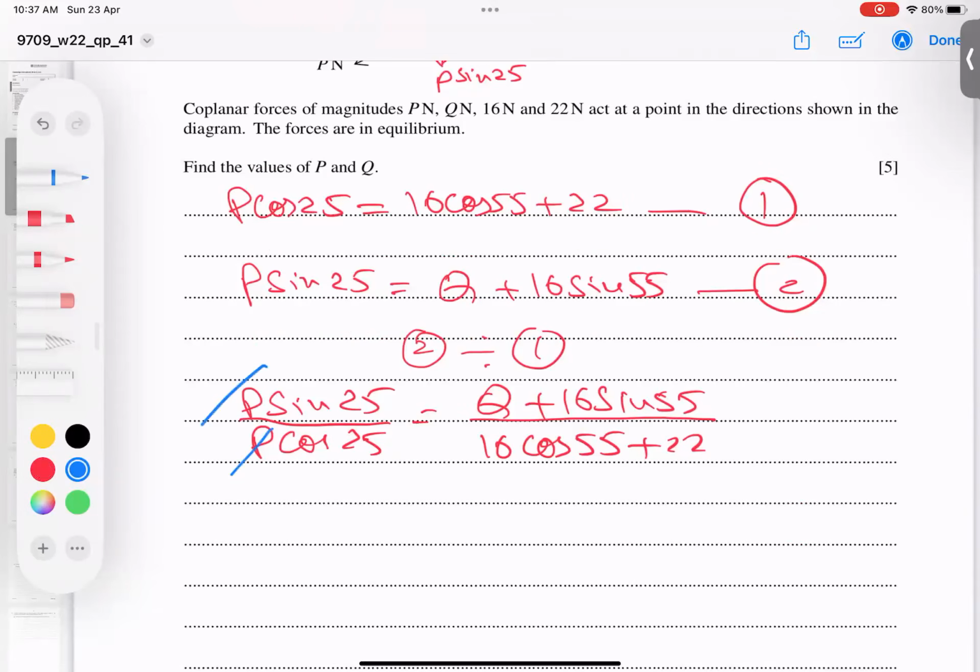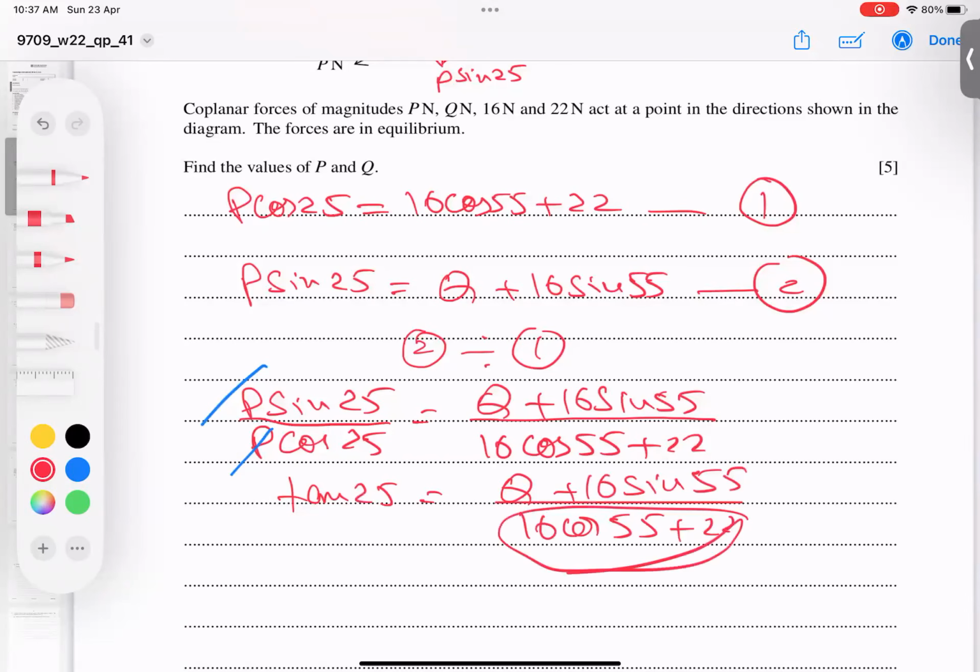The P's cancel out. And now I'm going to write the left-hand side, sin by cos, all familiar, tan 25. We can write simply tan also, no problem at all, but I'm writing tan 25 for more accuracy. And on the right, Q plus 16 sin 55 over 16 cos 55 plus 22. I hope that up to here, no issue.